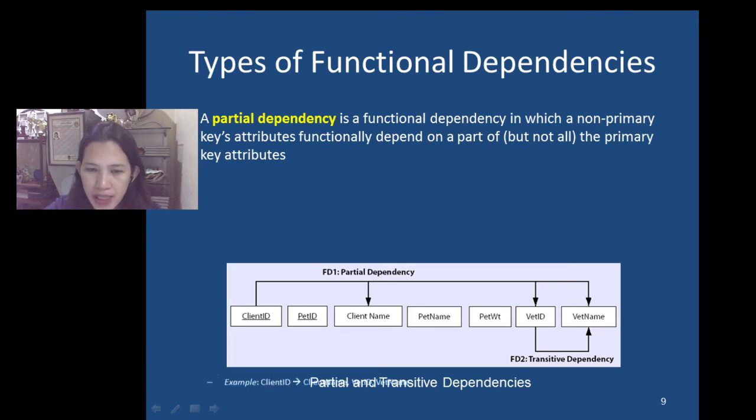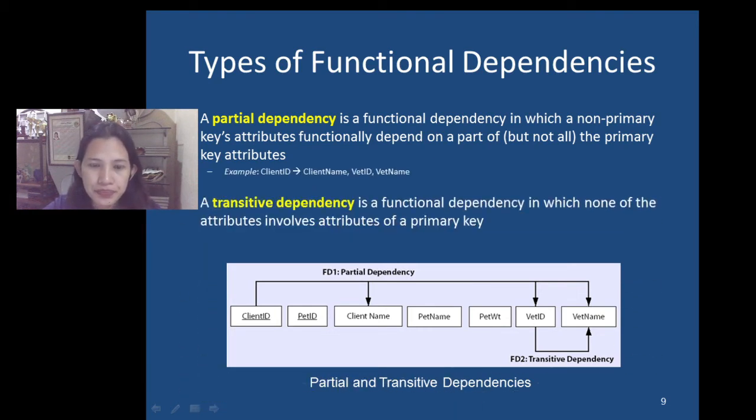However, the transitive dependency is a functional dependency in which none of the attributes involves an attribute of a primary key. So, as shown in the diagram, the vet ID is not part of the primary key. So, vet ID determines vet name is a transitive dependency. Again, if the determinant is not part of the primary key, that is called the transitive dependency. On the other hand, if the determinant is part of the primary keys, then that is partial dependency.